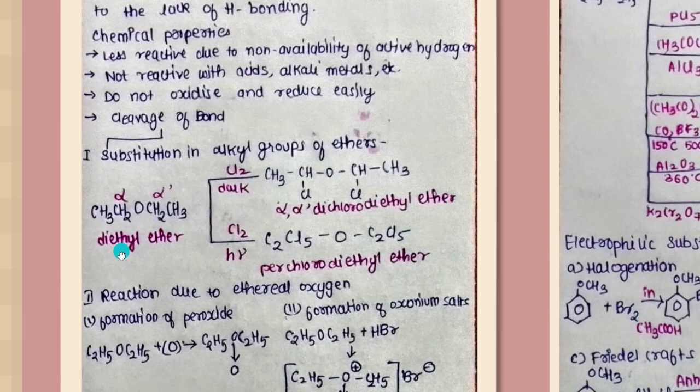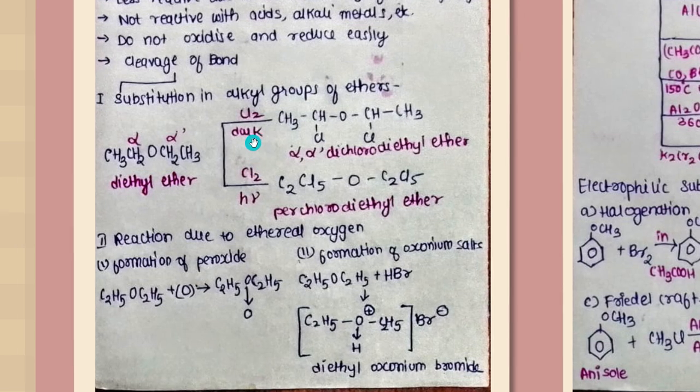Okay, so this is diethyl ether, right? If I consider this group as alpha and this as alpha dash, and react this diethyl ether with Cl2 in dark, without sunlight (hν is sunlight), I will get alpha alpha dash dichlorodiethyl ether. And if I react it in the presence of sunlight, I will get perchlorodiethyl ether.